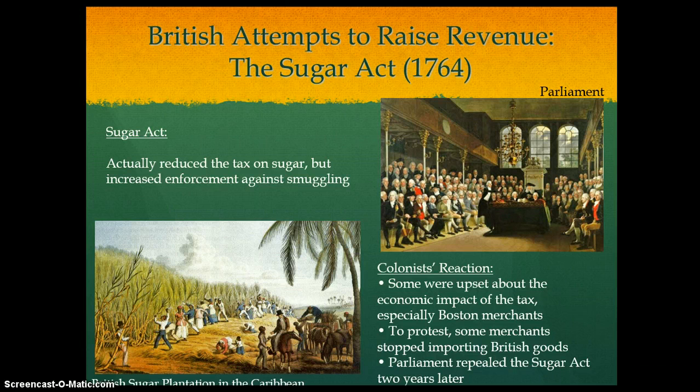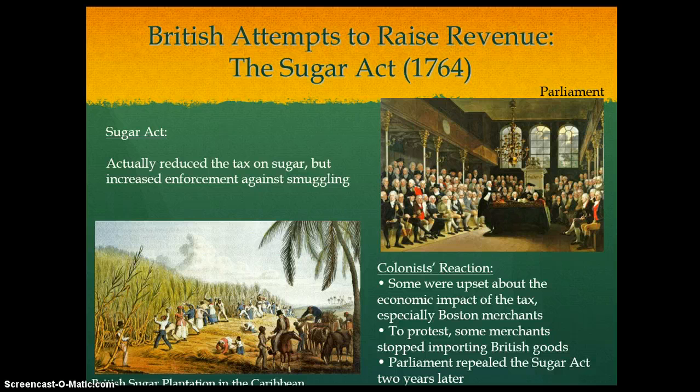So the colonists' reaction to this was that some of them were upset about the economic impact of the tax, especially merchants who were living in Boston, even though the tax, in fact, was lower. But the principle was that any kind of control was even being tried by England. So the merchants basically thought, okay, this might reduce the tax, but it is a new attempt by the British Parliament to try to control us. They became very angry. As a result, some merchants actually completely stopped importing British goods, effectively a boycott.